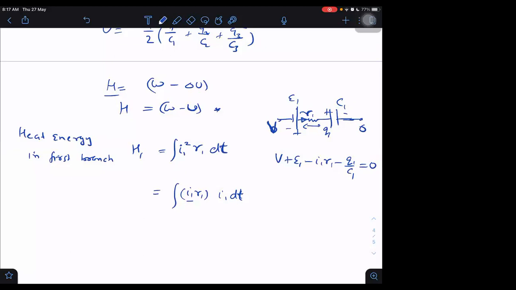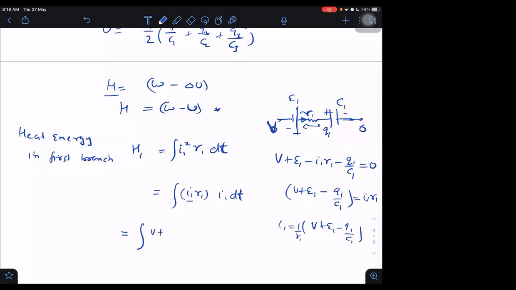So we get V plus E1 minus Q1 by C1 is equal to I1 into R1. So I1 is V plus E1 minus Q1 by C1, divided by R1. Now I am able to tell from here that we can't determine it. I thought we could, but we could not. Unless we exactly know the values of R1, R2 and R3, we can't determine it easily.